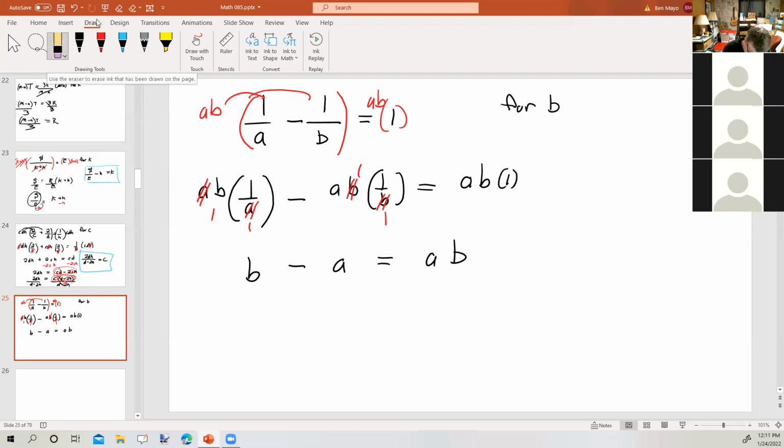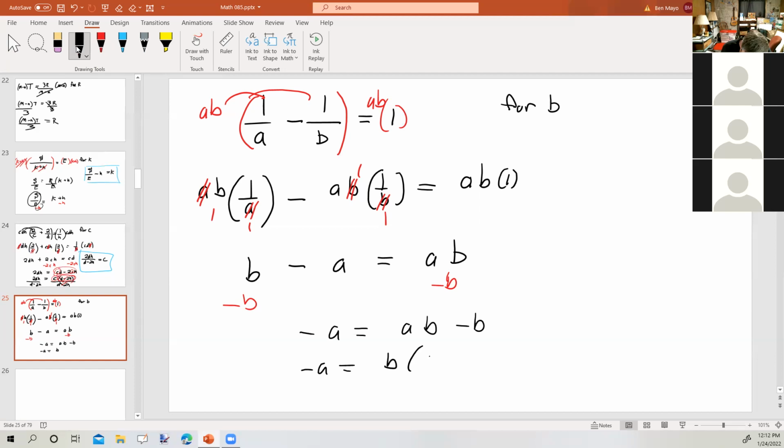how about if we do this? Let's subtract B from both sides. So now I get negative A equals AB minus B. We could factor B out of both sides. And then divide both sides by A minus 1. So negative A over A minus 1 equals B. This was just like the last problem, only there were only two variables instead of three.